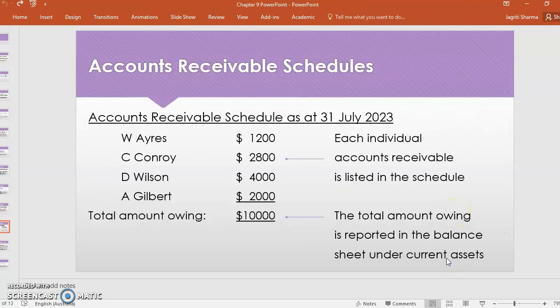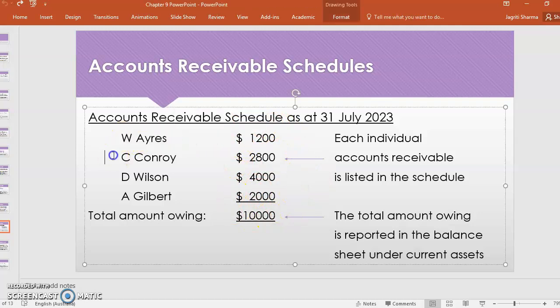Let's go on to the next slide. Now this is how an accounts receivable schedule looks. So you'll have a sales journal, you'll have the entries in different names. From there you'll pick up every customer and put the total amount in here. So WAS $1,200, C Conroy $2,800, D Wilson $4,000, and A Gilbert $2,000. So this is the amount of money that you need to get from each of these individuals. And the total amount owing is $10,000, and this amount goes into the balance sheet as accounts receivable.